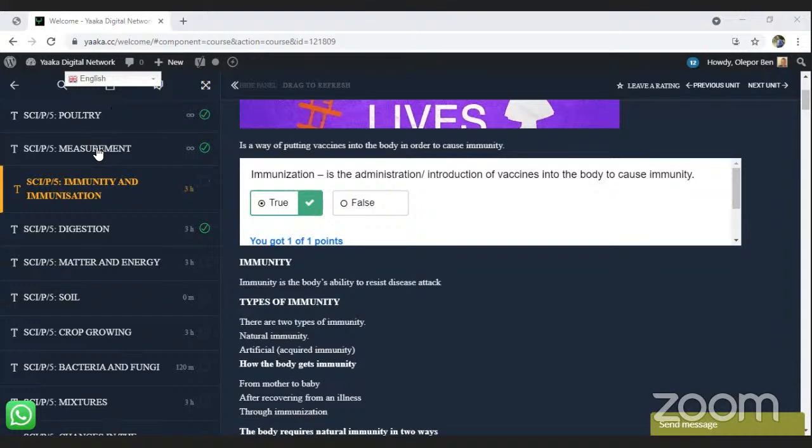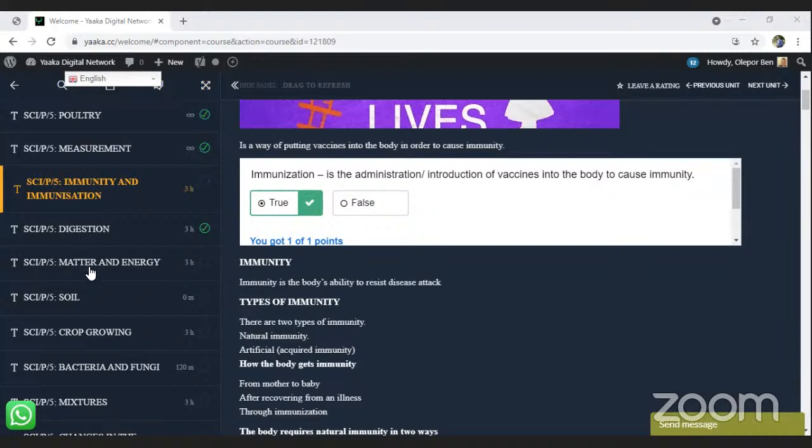Then you have measurements, the same thing. Measurements is the second topic. You have immunity and immunization, which is the third topic in P5. Then digestive system is the fourth topic for first term.